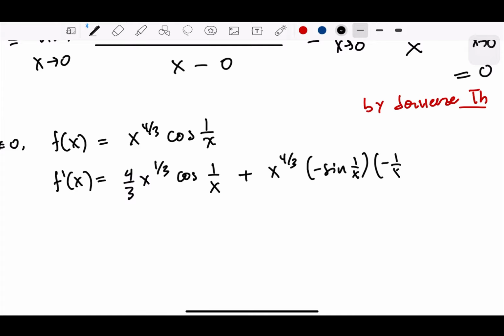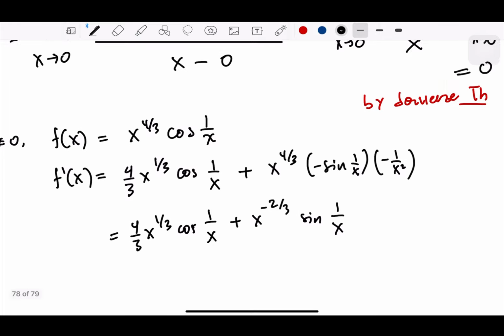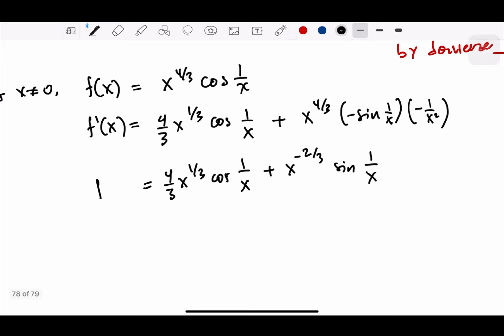and then minus 1/x squared. So it will be 4/3, so x squared, it will be -2. -2 is -6/2, so it will be -2/3, right? Okay, and then sine 1/x. Okay. So this is our f prime of x.